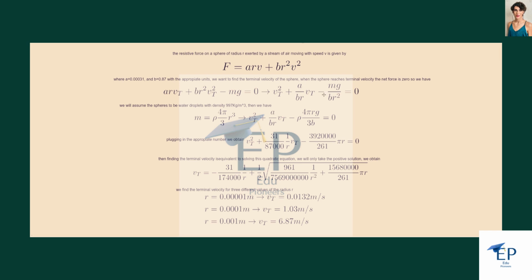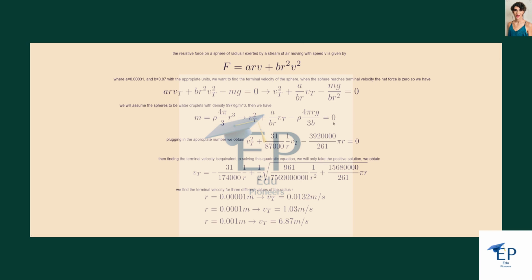Now, for the rest of the problem, we will assume that these spheres are just water droplets, and we know that the density of water is given by this quantity, 997 kilograms per meter cubed. So we're going to write the mass as this density times the volume, and this is the volume because we know it's a sphere. And we plug that into our second degree polynomial for the terminal velocity, and we end up with something that looks like this.